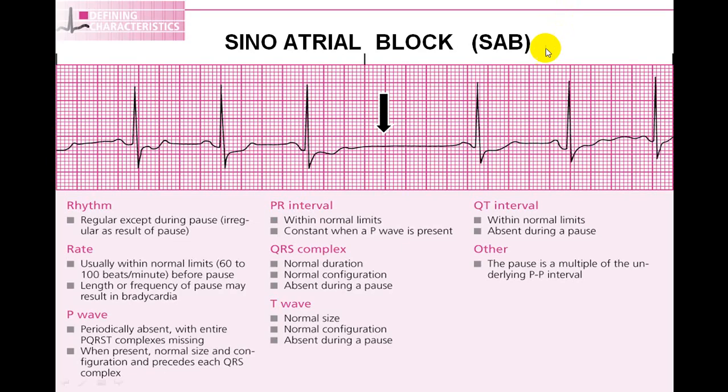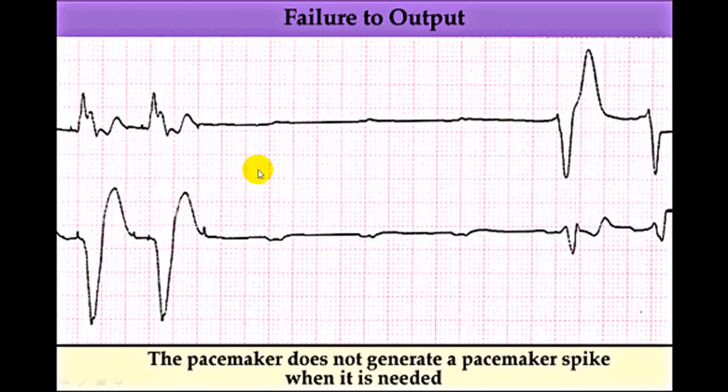So here both are absent. This is sinoatrial block. You can see both are absent, and this will be exactly a multiple of RR. So that is how you make out a sinoatrial exit block. Here you can see a pacemaker complex. This is a small pacemaker complex, and then there is no QRS complex at all. That means the pacemaker has failed. So it is a failure of pacemaker.